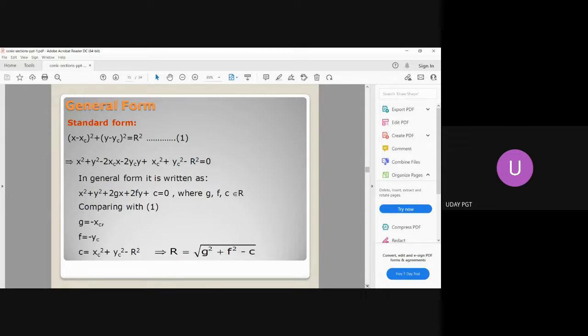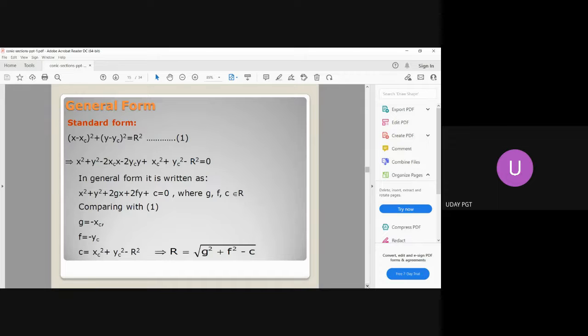The equation of the circle is given to you. When you expand (x minus xc) whole square plus (y minus yc) whole square equal to r square, you are going to get x square plus y square minus 2xcx minus 2ycy plus xc square plus yc square minus r square.